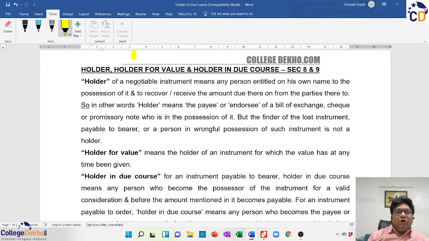Today we are picking up the topic holder for value and holder in due course from the Negotiable Instruments Act 1881, and this is one of the crucial and very important topics to understand, as well as for exam purposes.